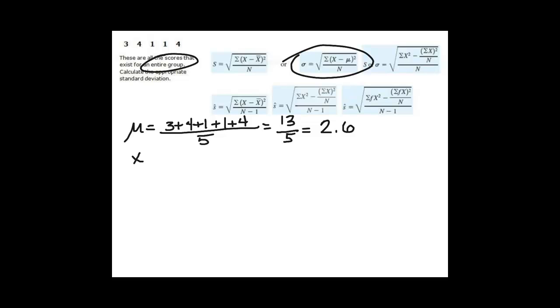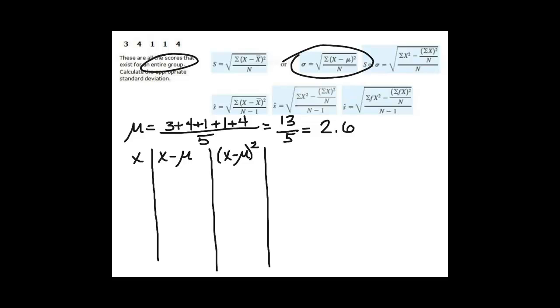I'm going to get fractions. Blah. If you really hate the idea of working with decimals, which are just fractions, then use the other formula. But we're going to do it this way just so you can see that either way will work just fine, as long as you're organized and careful. So here are my columns for the scores, the deviations, and the squared deviations. My scores were 3, 4, 1, 1, 4. Now subtracting the mean of 2.6 from each.